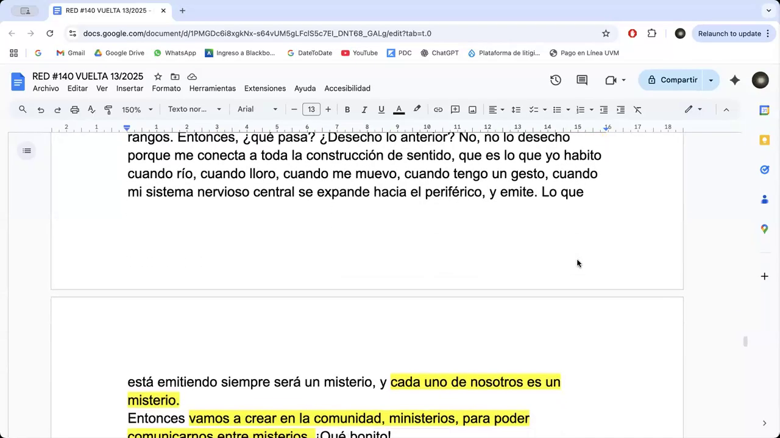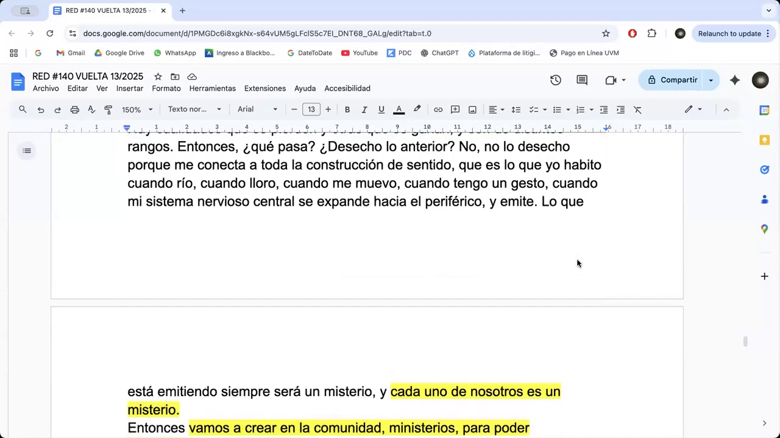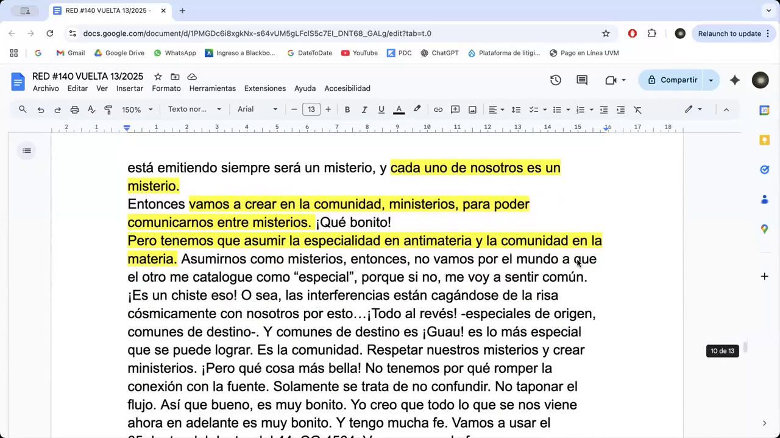So what happens to what was before? I don't get rid of that, because it connects me with the construction of meaning, which is what I inhabit when I laugh, when I cry, when I move, when I do anything. But whatever I am issuing will always be a mystery. Every single one of us is a mystery.